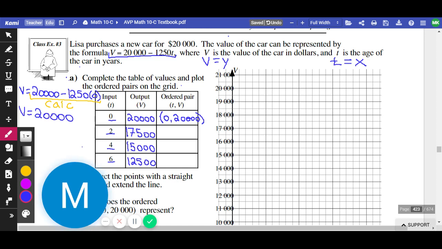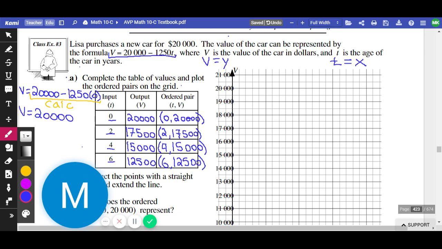The ordered pairs, you then write them x, y, input first, output second. And this would be 2, 17,500. This would be 4, 15,000. And this would be 6, 12,500. Those are my 4 ordered pairs given those 4 inputs. Awesome. That's straight out of yesterday.